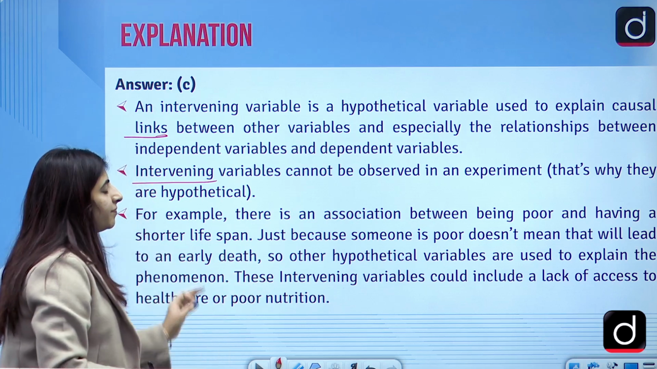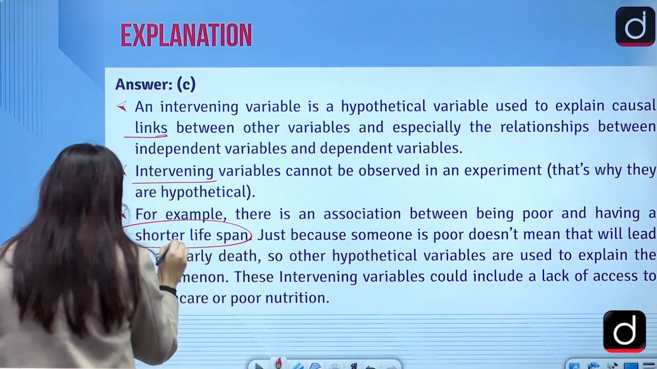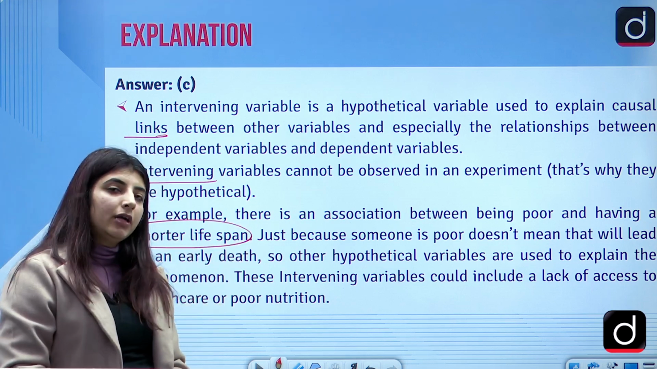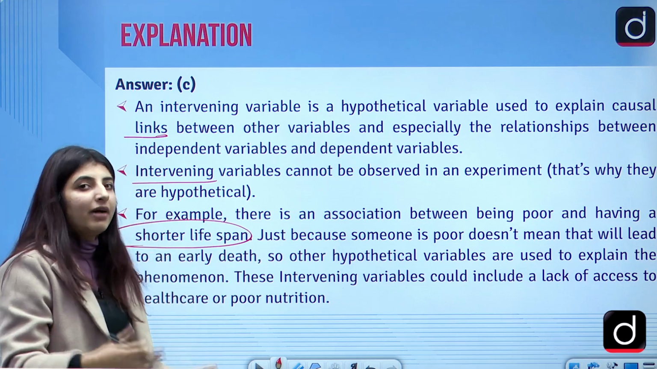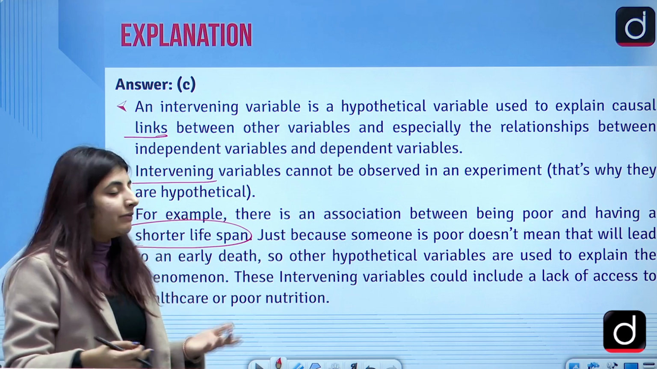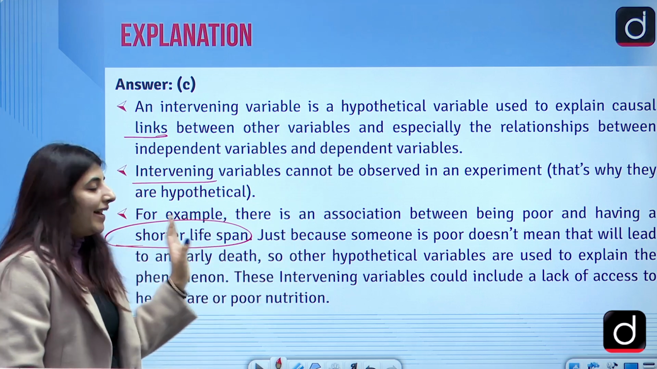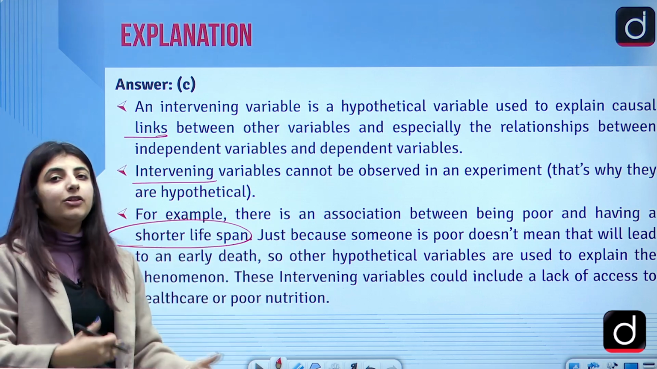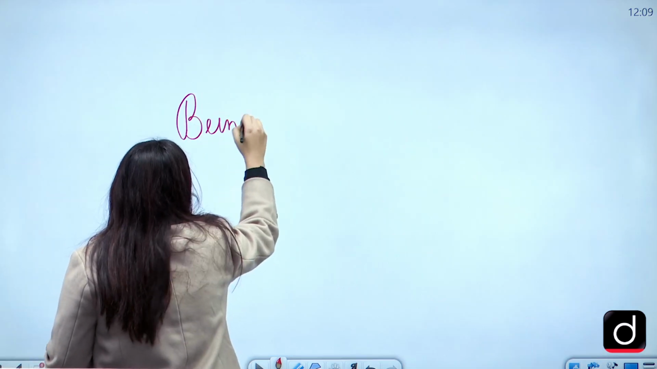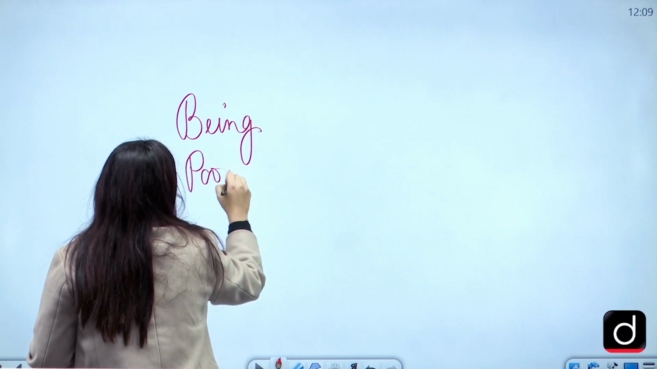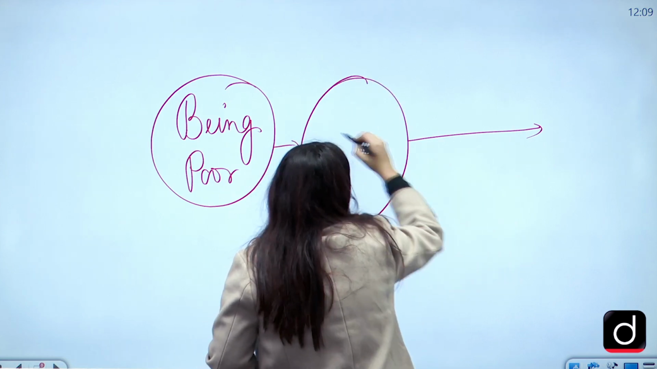Correct? For example, there is an association between being poor and having a shorter lifespan. Here you go. I have also given you one more example. You will let me know in the comment section if you have any example that comes to your mind and ask me whether that is an example of an intervening variable. Coming back again to the example that we have here, being poor and having a shorter lifespan. These two things are not directly related. If a person is poor, how can you say that the person's lifespan is short?